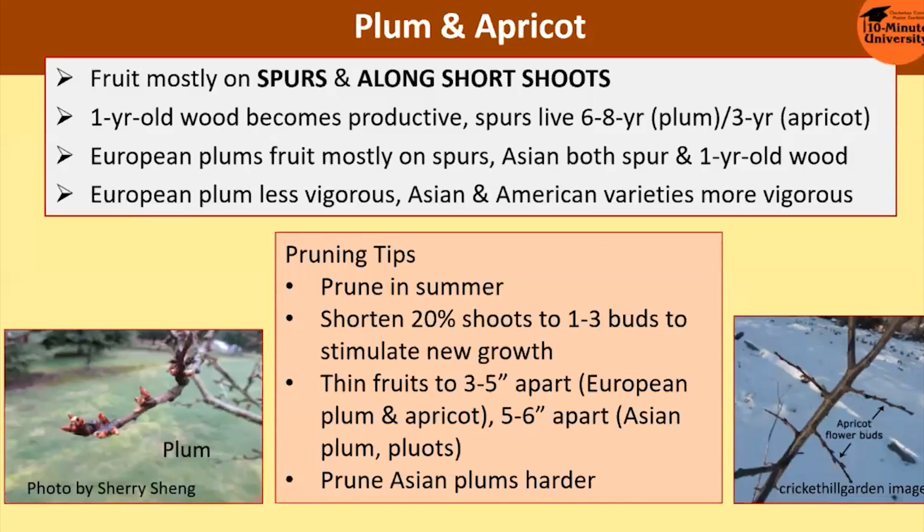You shorten 20% of the shoots to 1 to 3 buds. And this will allow you to stimulate new growth, which will give you fruit in coming years, while still preserving the fruiting potential for the current year. And fruit thinning is very important. The recommendation for European plum and apricot is 3 to 5 inches apart, and Asian plums and pluots are 5 to 6 inches apart.